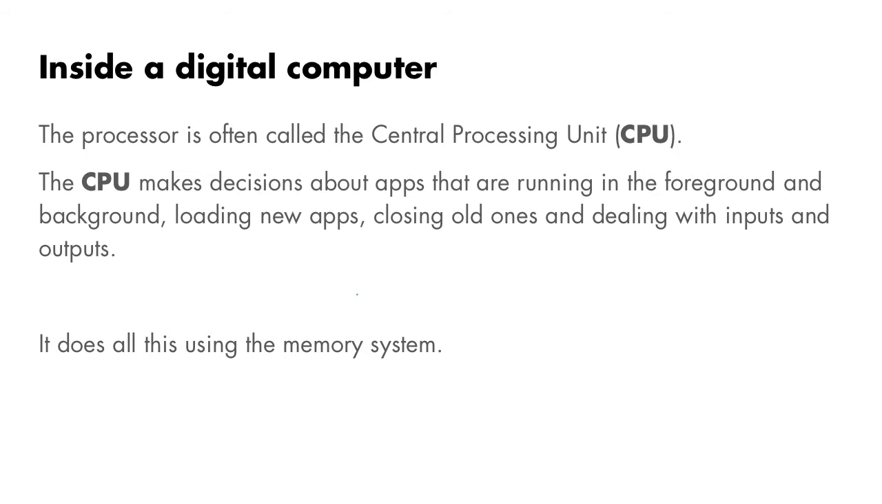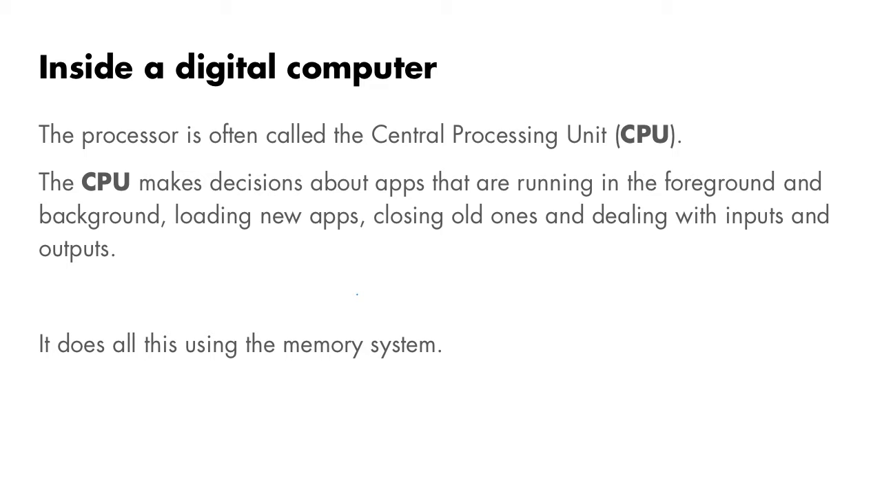The thinking part of the computer is often called the central processing unit, or CPU for short, and I'll just call it CPU from now on. So the CPU makes decisions about any apps that are running in the foreground and background. That might be a bit of a new concept for some of you, but you need to understand that when you turn a computer on, the operating system loads up, and that might be Windows or OS X or iOS or Android. And the operating system kind of is a whole lot of apps all running lots of different things.